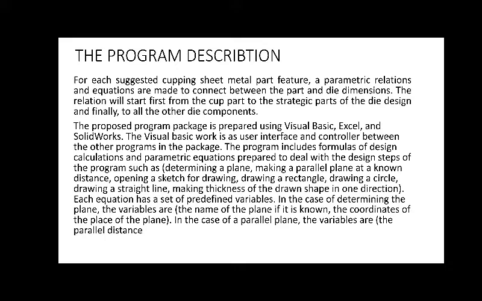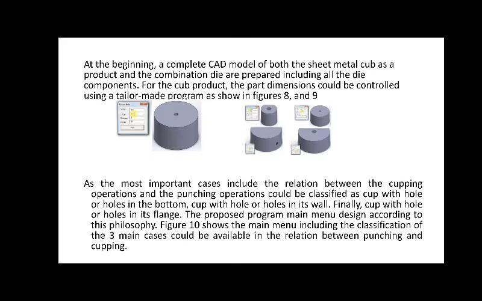In the case of determining the plane, in the case of parallel plane, the variables are listed. At the beginning, a complete CAD model of both the sheet metal cup as product and the combination die is prepared, including all the die components. For the cup product, the part dimension could be controlled using a tailor-made program.